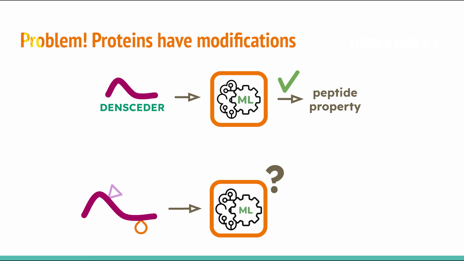So these peptide property prediction models often work very well in simple cases, but there is a problem. Proteins very often, or almost always, have modifications, and these are small, sometimes large changes on the amino acids that make the proteins have different functions and will also influence the peptide properties. But the machine learning models we trained on these peptide sequences do not work anymore with these modifications.